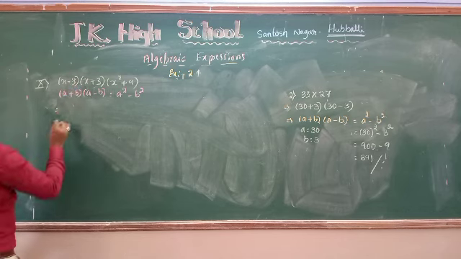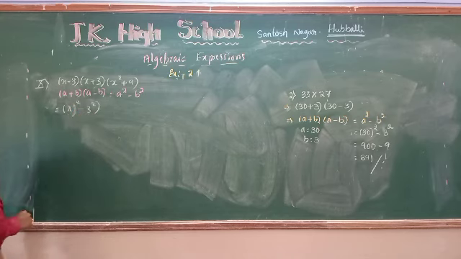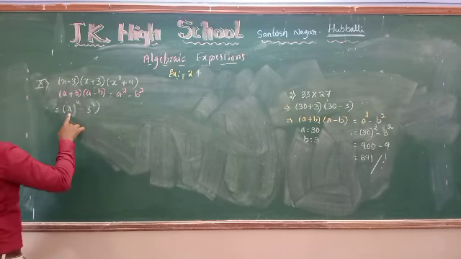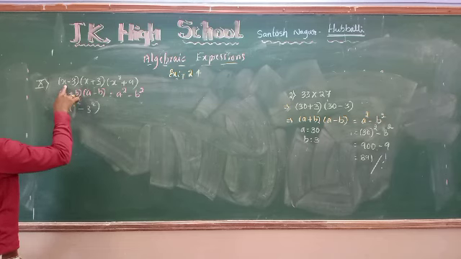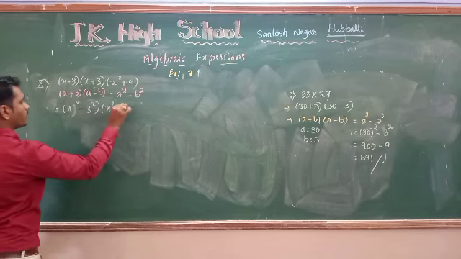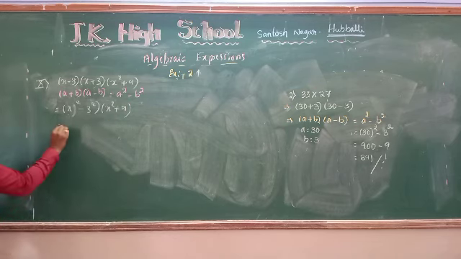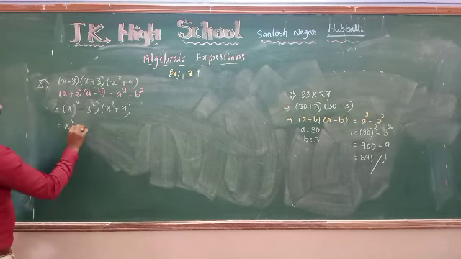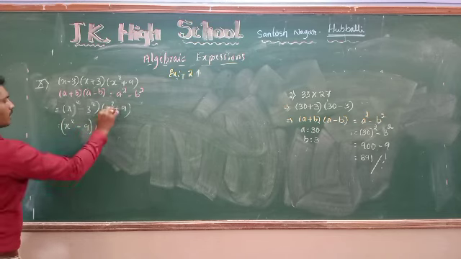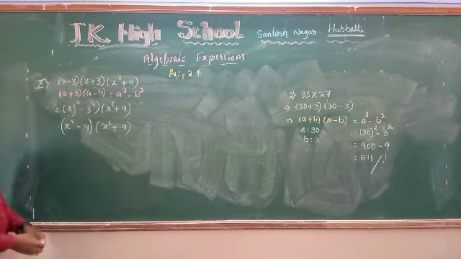Alright, how to apply this formula? (a plus b) into (a minus b) is there. a square means what? x square. b square means what? 3 square. Correct? a square means x square, b square means 3 square. The a value is x, the b value is 3. So next step, the next term, write as it is. Later on, x square as it is, 3 3s is what? 9. x square as it is, 9 is also as it is.